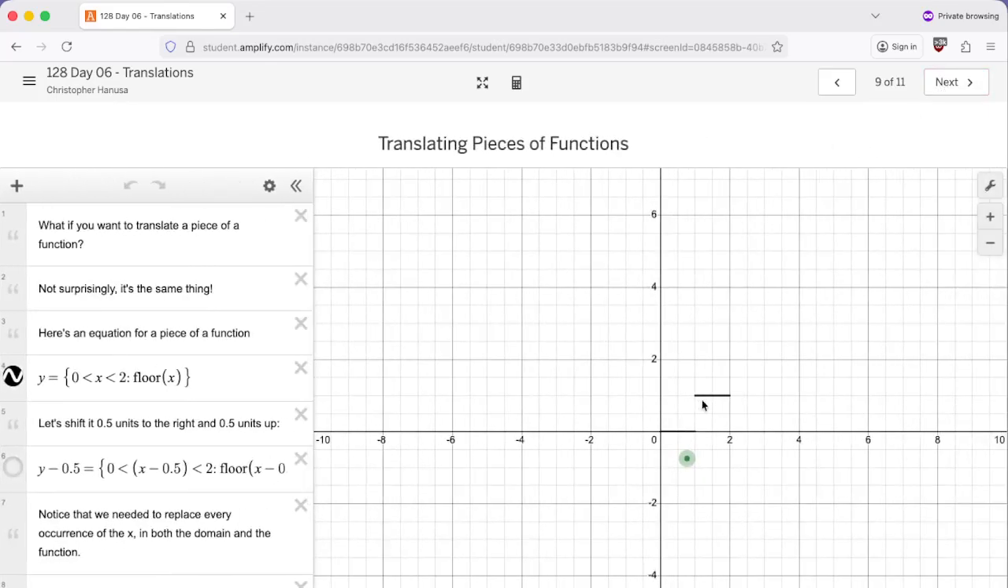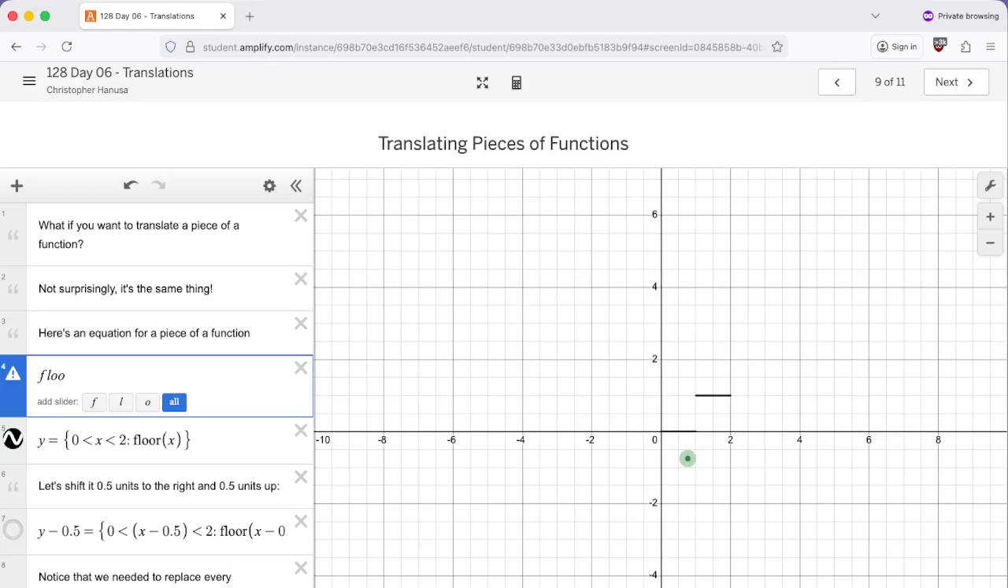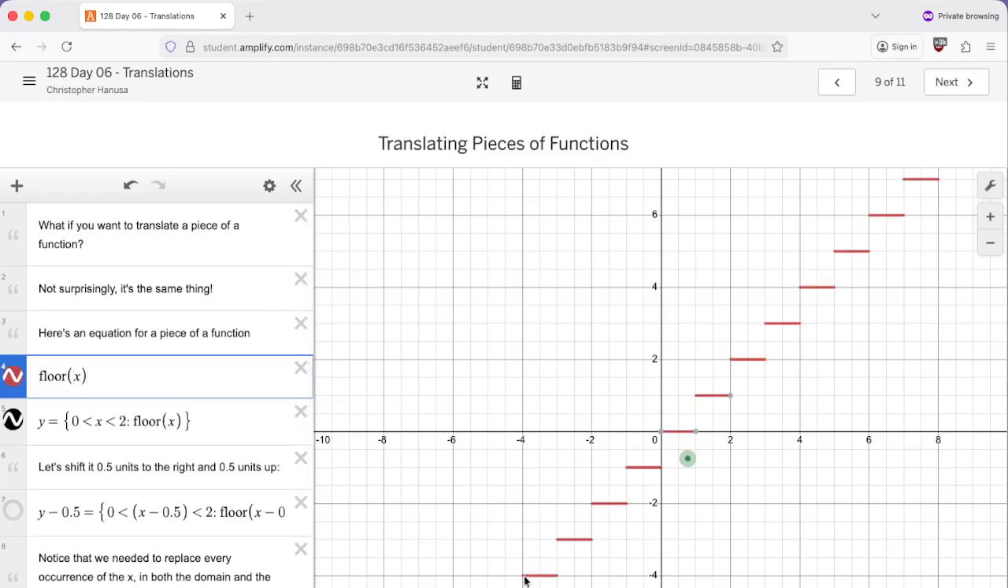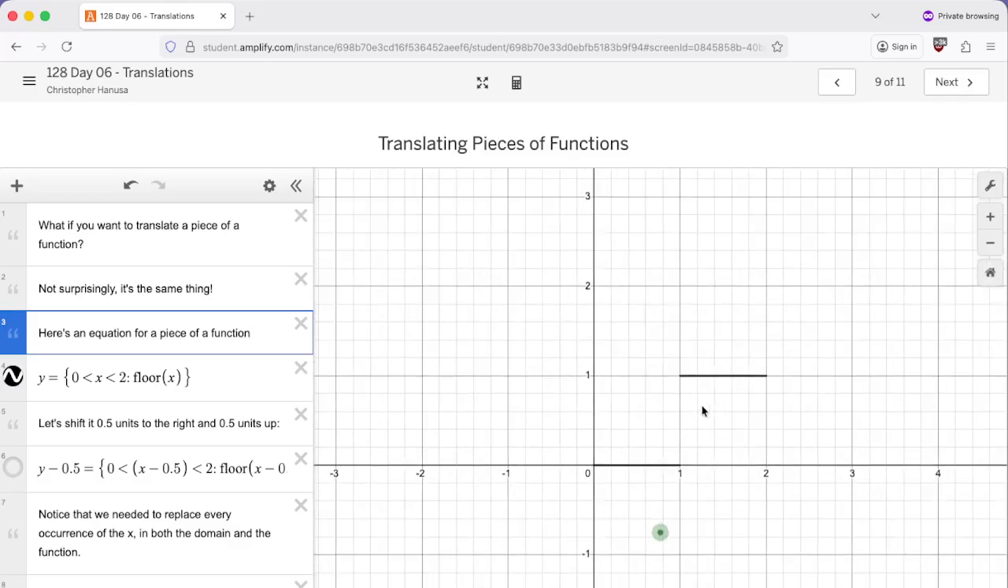All right, so it doesn't just work with the full functions. Let's now use our restrictions to take a shape and move it multiple times. So what do you do if you want to translate a piece of a function? Well, because of how we've set it up, it's exactly the same thing. Take a look at this function. Here's the floor function. Let's put the actual floor function on here just so we remember what that looks like. Remember, that's this infinite staircase. But maybe I don't want the whole staircase. I only want this piece right here, the two black bars.